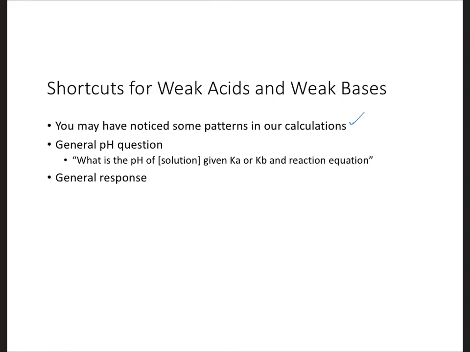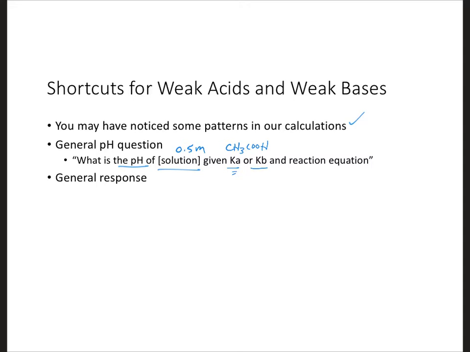So hopefully you've seen some of those patterns in our calculation. Generally we're asked a question, what is the pH? They give us some concentration of a solution, they give us some chemical that's dissociating, and they give us a Ka or a Kb depending upon what's dissociating. So if it's something like an acid, then maybe we have a 0.5 molar solution of our acid. If it's an acid like acetic acid, CH3COOH, they're going to give us a Ka, in that case, associated with it.